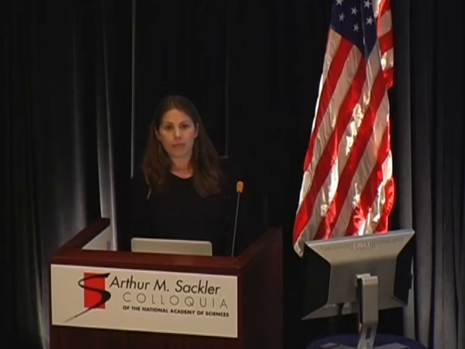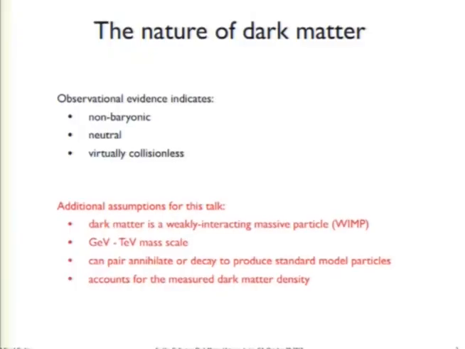So I'm not going to tell you about the nature of dark matter, which we've heard about over the past day and a half. I do want to point out a couple assumptions I'll be making in this talk. In particular, I'll assume that dark matter is a WIMP. So I need a GeV to TeV mass scale so that it makes indirect signals in the energy range of the instruments I'll be considering. I need it to pair annihilate or decay to produce something including photons. And I'll assume that it accounts for the measured dark matter density.